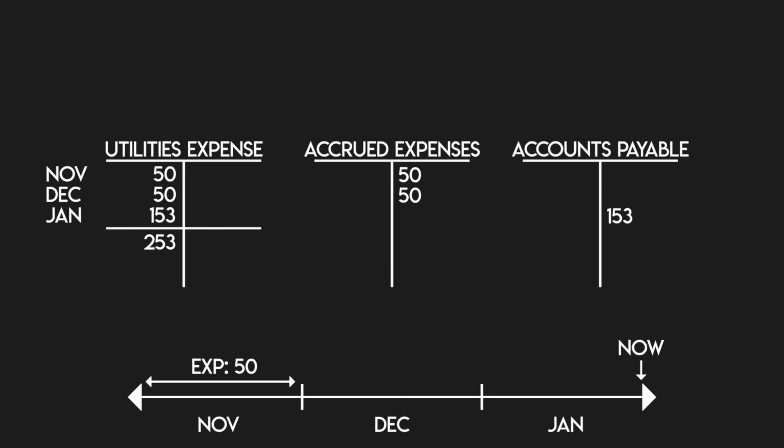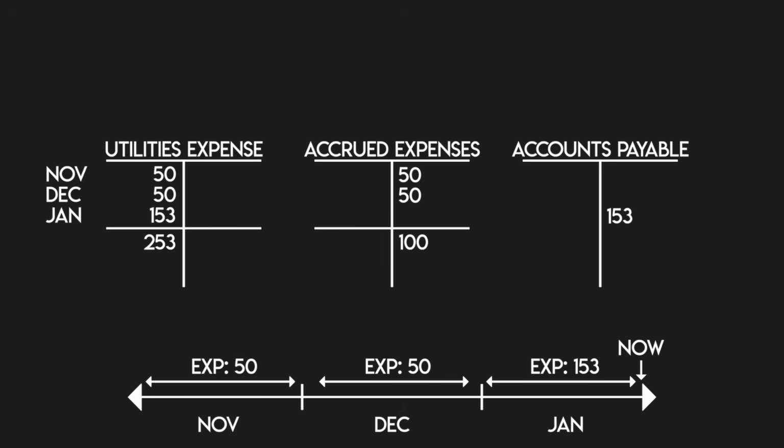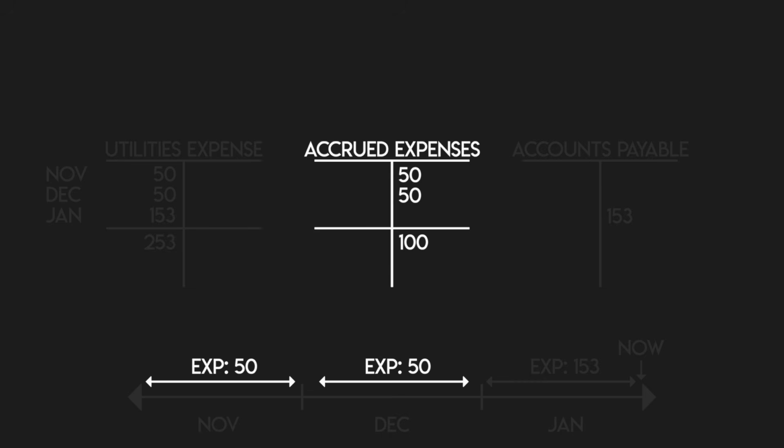We accrued $50 of utility expenses in November and another $50 in December. When we add the $153 that was automatically journaled in January, we get $253. Both our expenses in the income statement and our liabilities in the balance sheet are overstated by $100. That's because we have one more adjusting journal entry to post. We need to release our accrued expenses from the balance sheet. So let's do that. The journal entry looks like this.